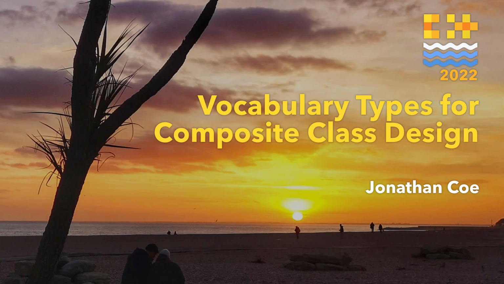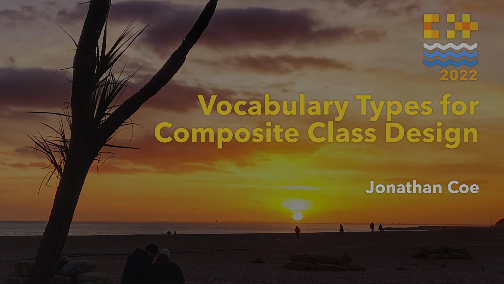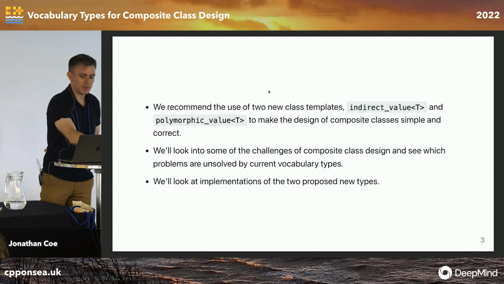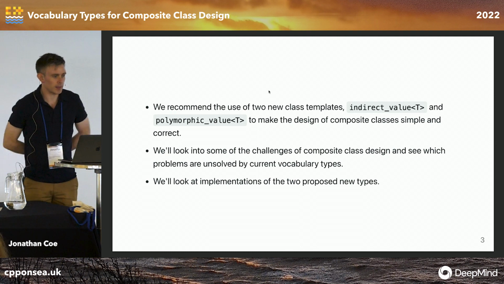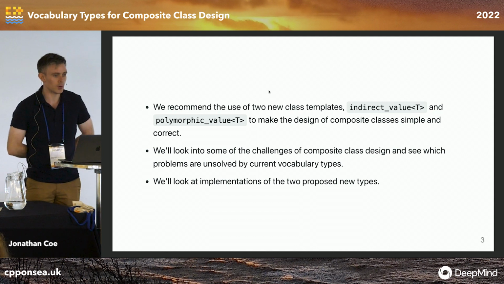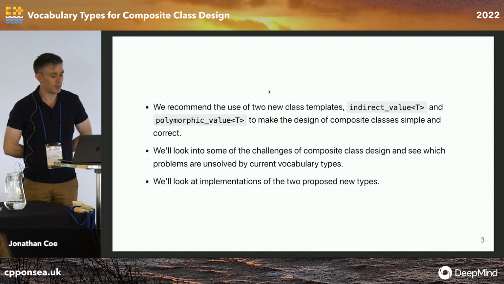So in this talk, we're going to recommend the use of two new class templates. We have indirect value and polymorphic value, and our intention is that these classes will make the design of composite classes much, much simpler than it currently is, and much more likely to be correct.